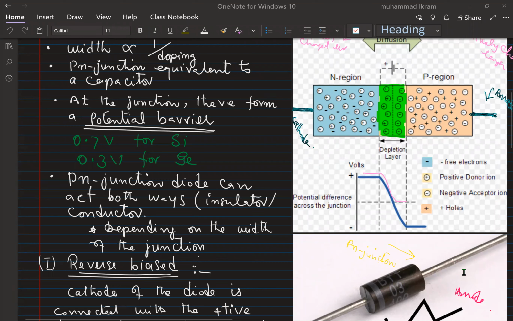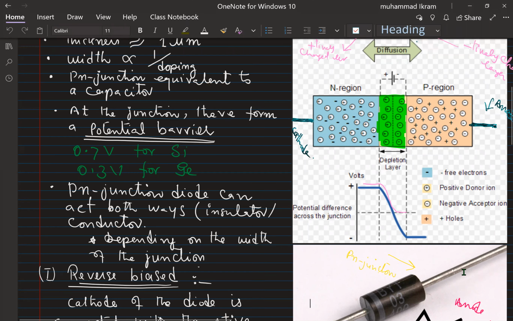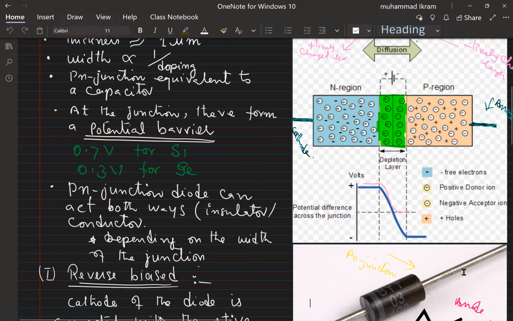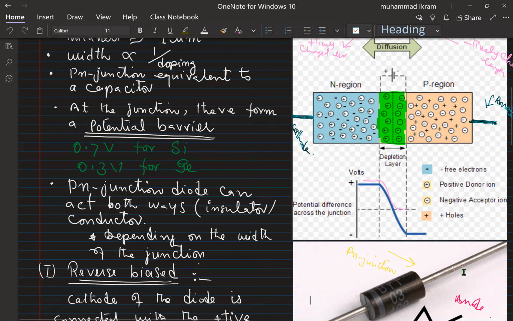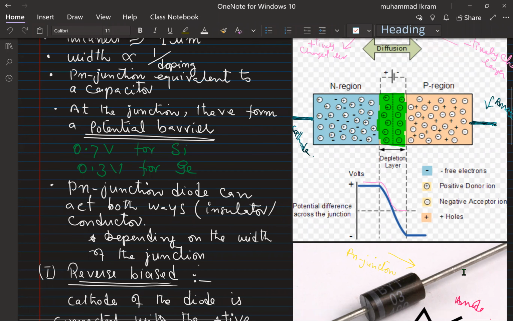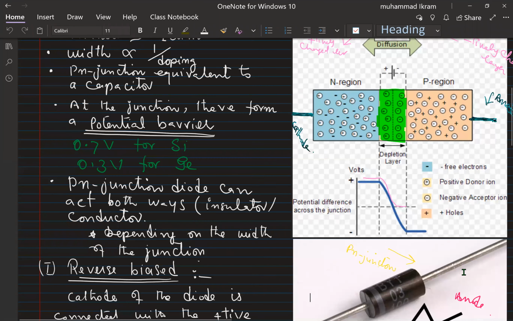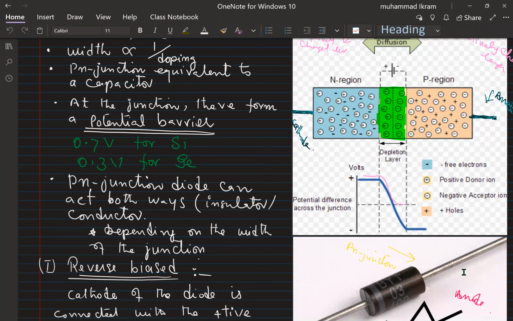Let us see here, this is the width of the potential barrier. As I told, we call this the width of the potential barrier. This width of the potential barrier is changeable, or you can say adjustable. Now look, normally for silicon, this potential barrier is 0.7 volt. And for the free electron, it is very difficult to cross from the N region to the P region.